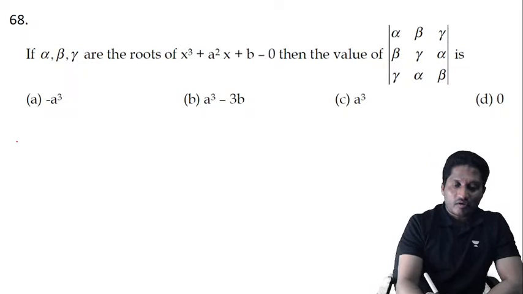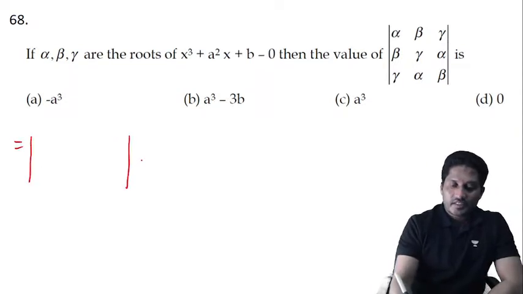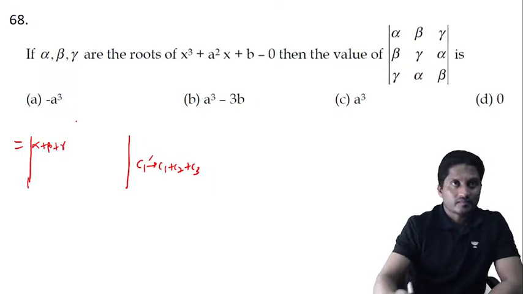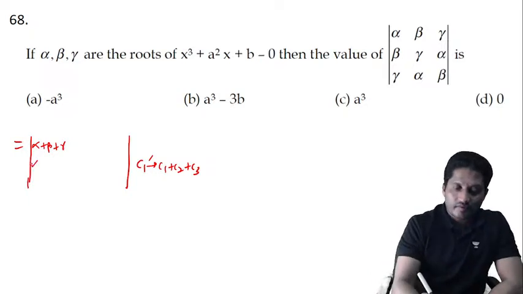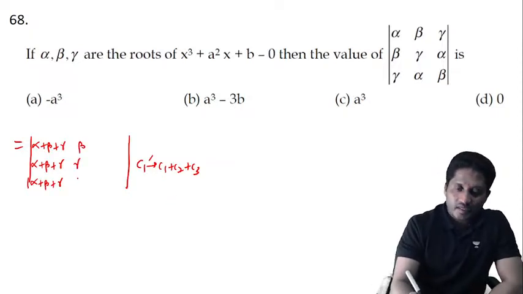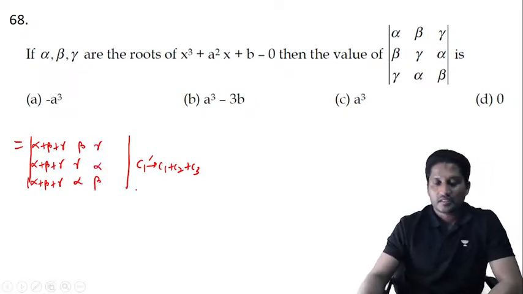If I add all the columns, if I change C1 to C1 plus C2 plus C3, this is alpha plus beta plus gamma, right? This is also alpha plus beta plus gamma, right? Even this fellow is alpha plus beta plus gamma. This is beta, gamma, alpha, beta. Isn't it, guys?